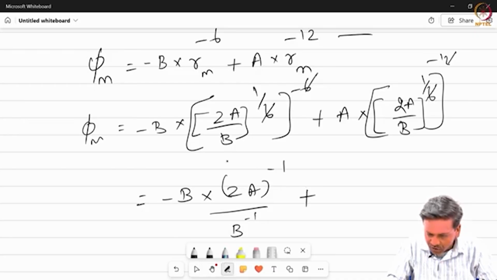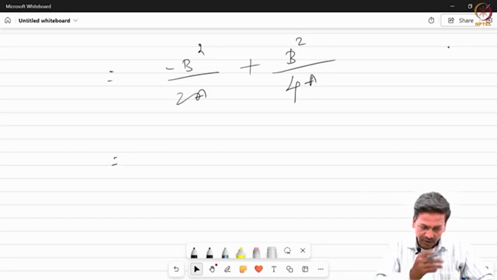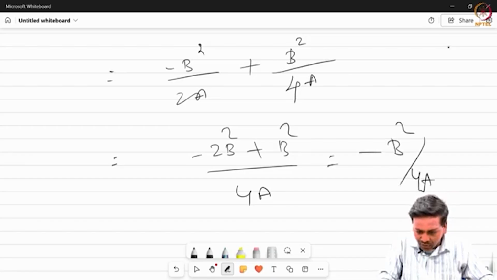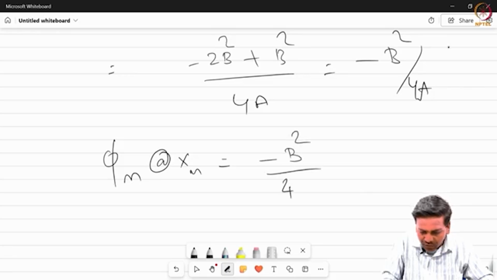Plus we have a into, so this will be 1 by 2 power 2 into 1 by a square into 1 by b square, right? So here we have minus b square by 2a plus b square by 4a. So we have 4a common. Then we will have minus 2b square plus b square, which will be minus b squared by 4a. So we know that the pi m evaluated at xm is nothing but minus b square by 4a, right?